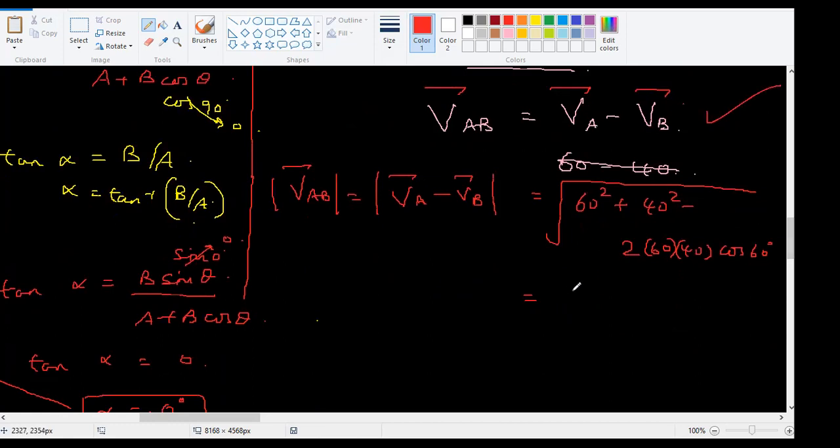So anybody have the answer for that? 3600 plus 1600 plus... sorry, there is a minus here. So minus 2400. So 3600 plus 1600 is 5200, minus 2400 means 2800. Is that correct, everyone?